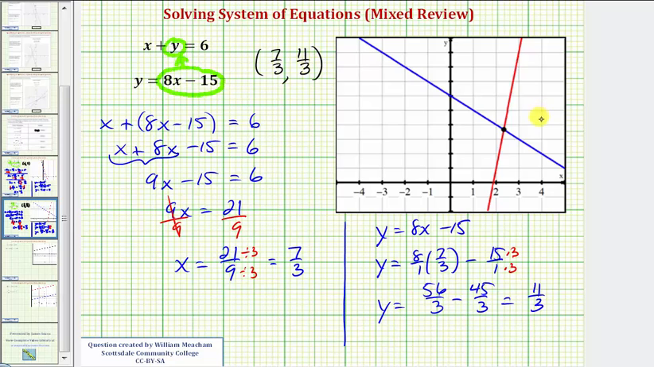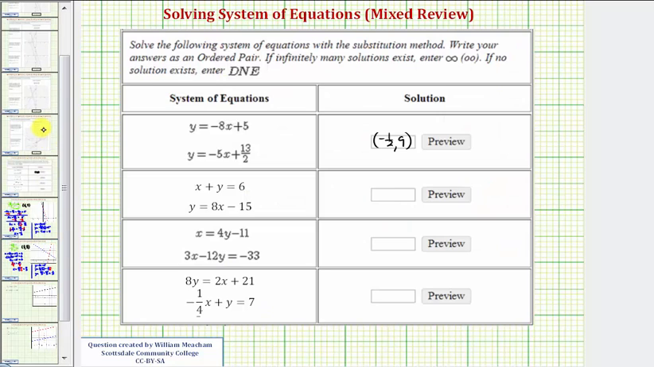Looking at the graph of the two lines, notice how this does verify our solution. 7 thirds is 2 1/3. 11 thirds is 3 2/3. Going back to our first slide, let's record this: 7 thirds, comma, 11 thirds. We do need the parentheses here. Now let's jump to our third example.